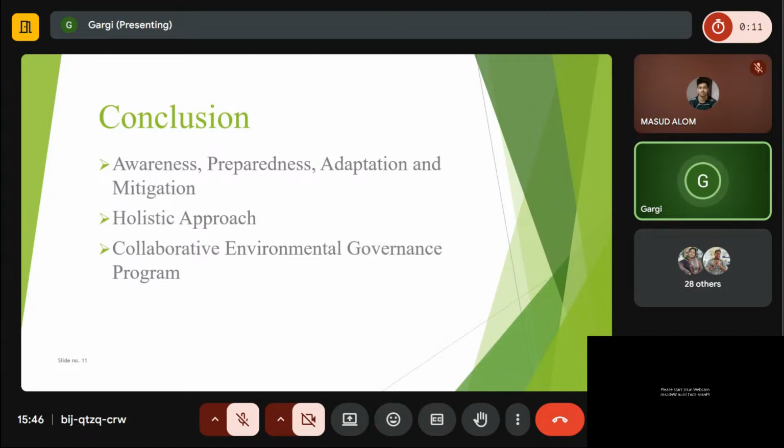Awareness, preparedness, adaptation, mitigation should be present at local, national, and global level. Though we cannot completely reverse the previous human mistakes, through a holistic approach, we can develop a collaborative local, national, global, and environmental governance program so that together we can protect and preserve the environment and human society. Thank you.